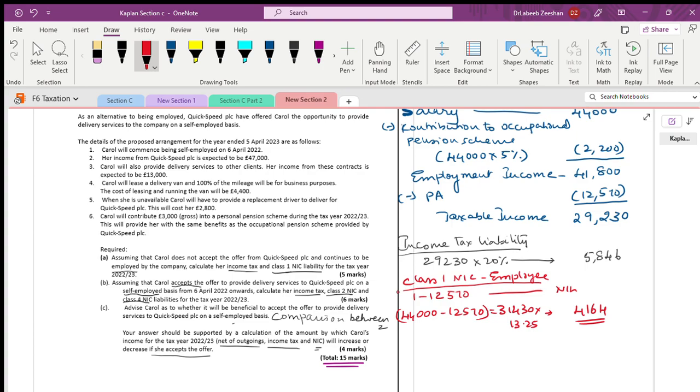This is part 1. What did they ask us? They ask us to very specifically calculate her income tax and Class 1 NIC liability. Okay, next.